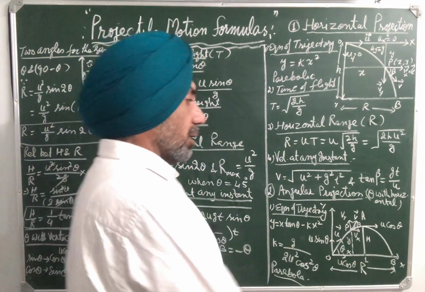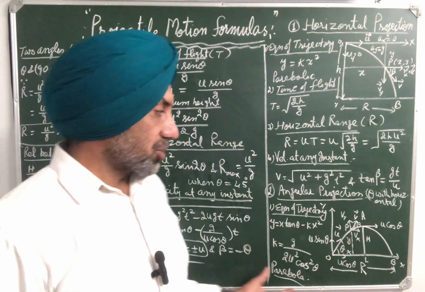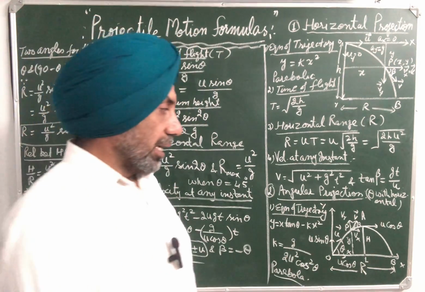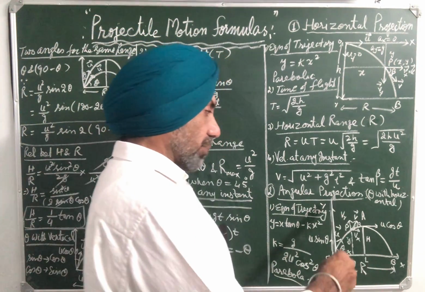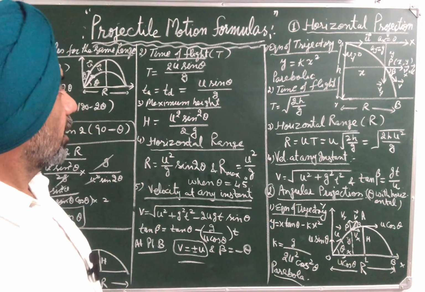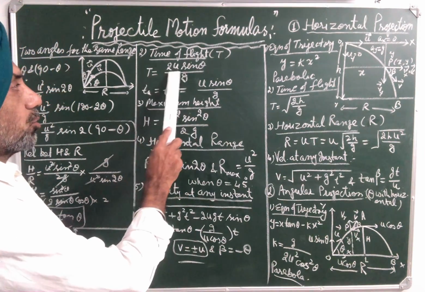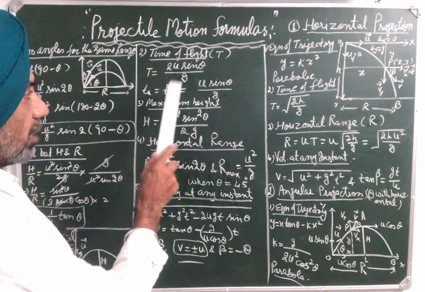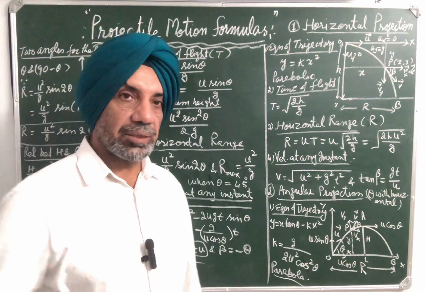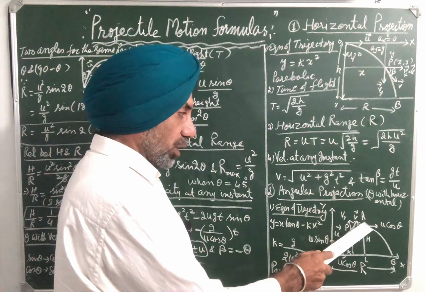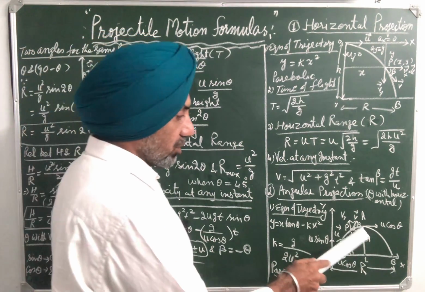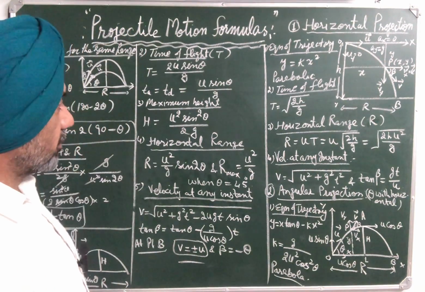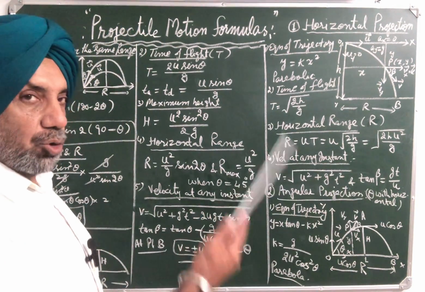So it means in this case, angular projection, the path followed by the projectile will be parabolic in nature, and this parabola is symmetrical to an axis parallel to the y-axis. Time of flight is given by t equals 2u sin theta by g, where theta is the angle of projection. Time of ascent is equal to time of descent, which is equal to u sin theta by g. The time taken to reach the highest point, or the time taken to reach the same level of projection from the highest point, both are equal, provided there is no air resistance.